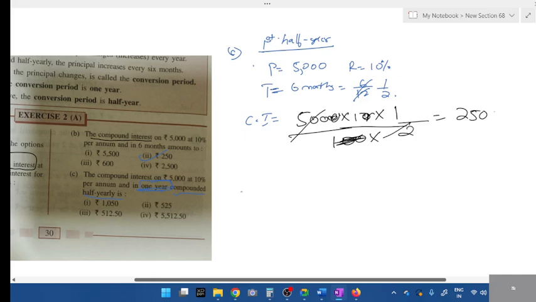For the second half year, you have to show the second half year calculation. This is compound interest, students. Year by year calculation you have to show. Second half year. What will be the principal? Will it be the same principal?